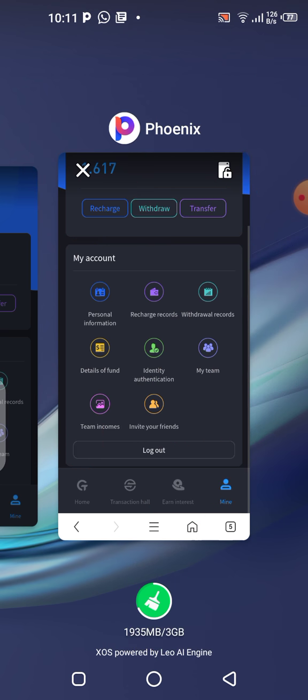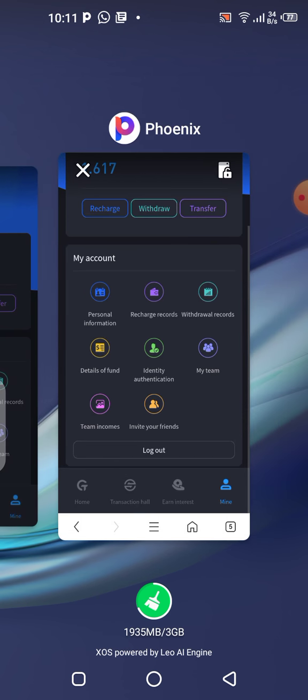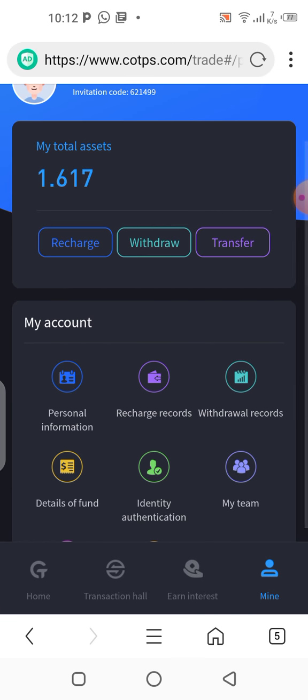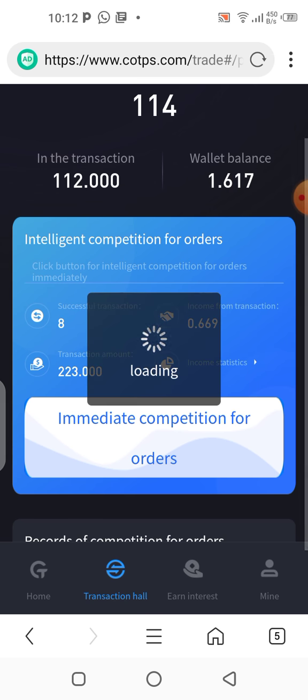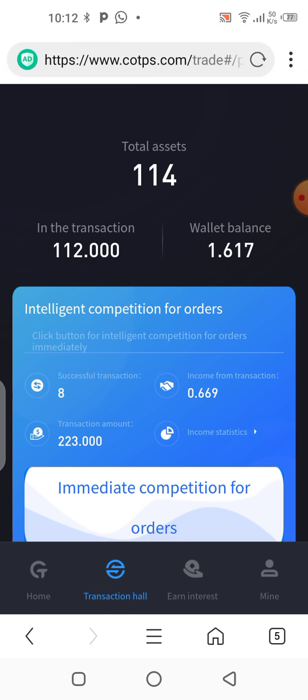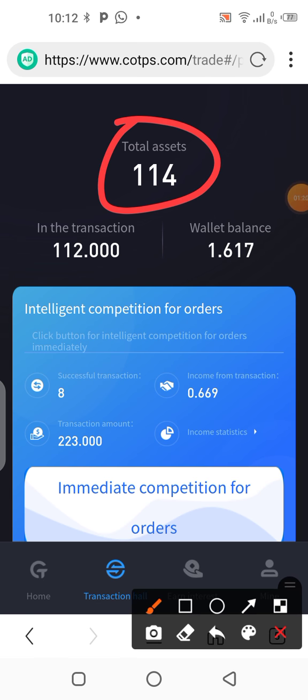So I'll be walking you through how I went about two accounts. In other words, I have two accounts I purchased last week. This week I did one, and the second one came after 2 days too. So I want to show you the first account, which I think has a total amount of 114 or so. So I have 114, yeah.